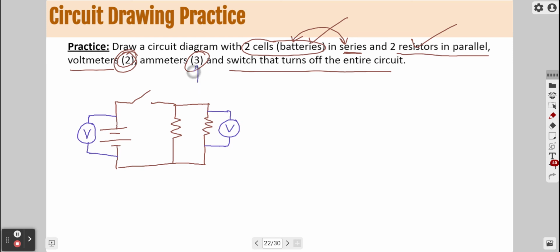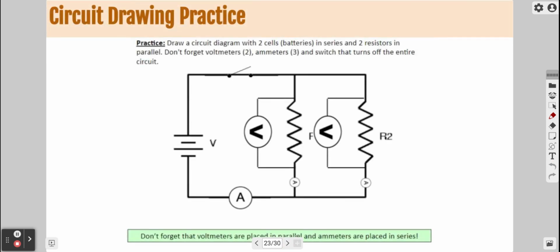However, ammeters measure current. I'm going to put 1 ammeter here so I can measure the entire current of this circuit, because all the electrons have to go through that ammeter. I'm going to put an ammeter here in series, but it's only going to measure the current of the electrons going through this second loop. And I could put an ammeter in here to measure the current of the electrons going through this first loop when the switch closes.